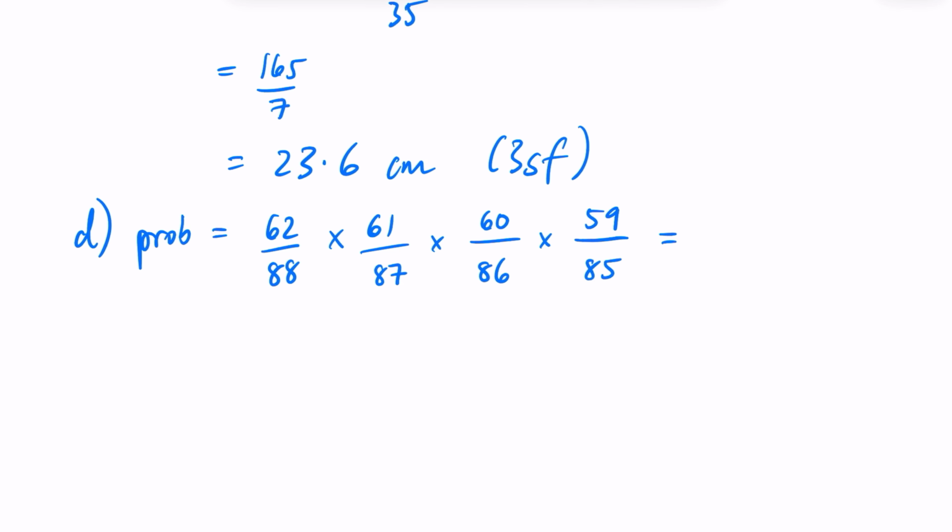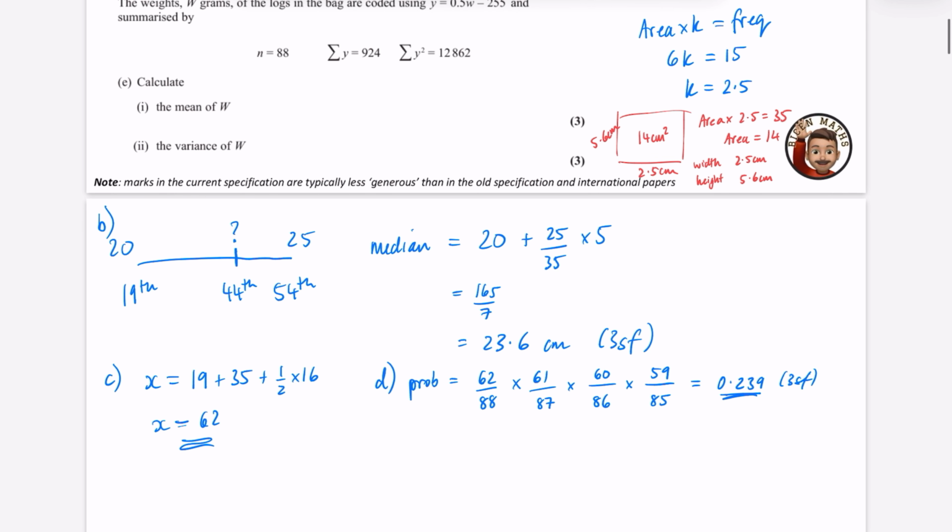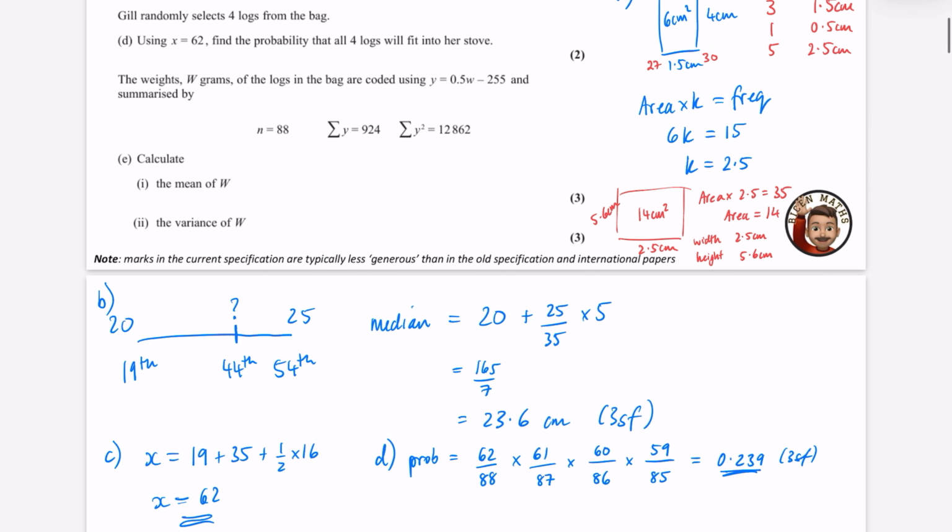So I'm just going to very quickly do this on my calculator. 62, 61, 60 and 59 divided by 88, 87, 86 and 85. I'll give it to 3 significant figures. This is 0.239 to 3 significant figures, okay? So a bit of a tricky sort of probability type question here.